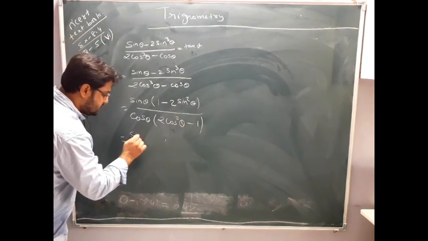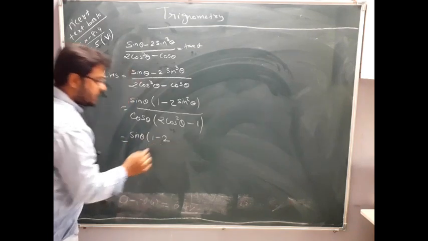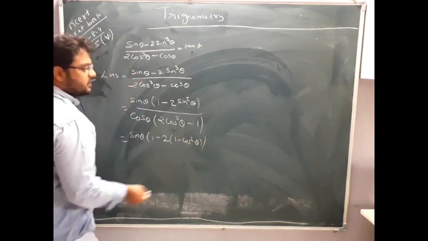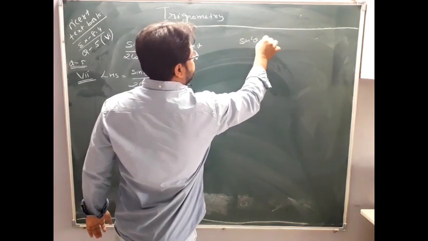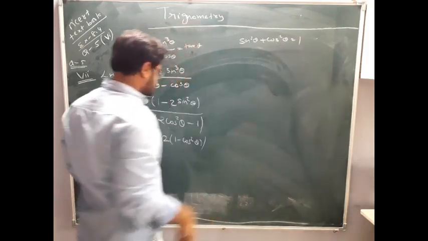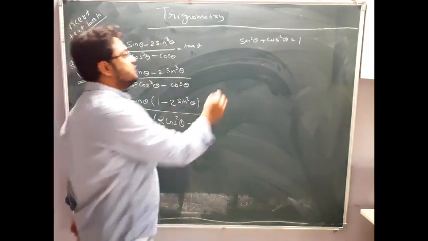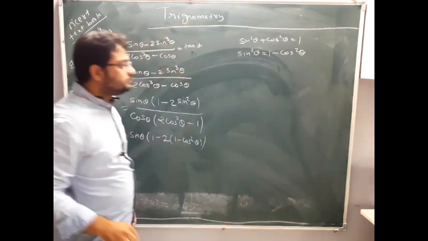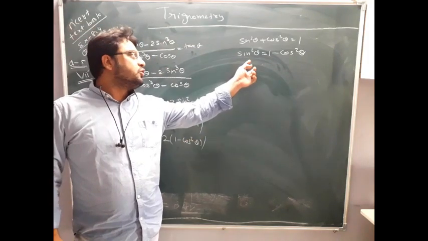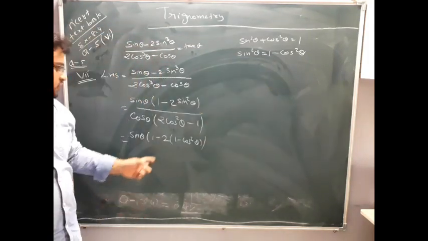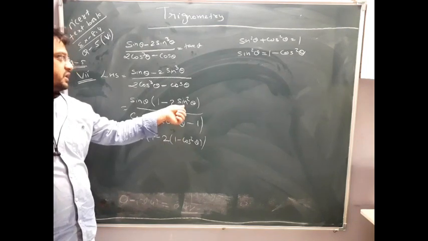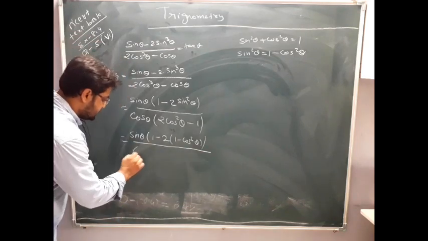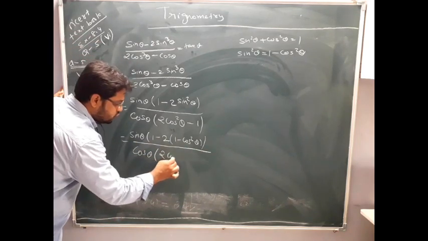So see here, sin theta into 1 minus 2, and you know what sin square theta is? 1 minus cos square theta. Clear? You know sin square theta plus cos square theta equal to what? 1. So I have replaced sin square theta here. Sin square theta will be equal to what? 1 minus cos square theta. Yes or no? So 2 into 1 minus cos square theta. Instead of sin square theta, I replace here 1 minus cos square theta, divided by cos theta into 2 cos square theta minus 1.